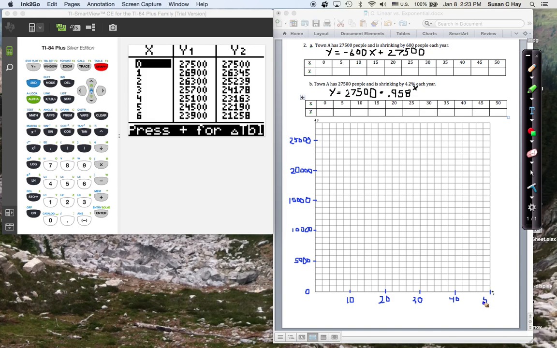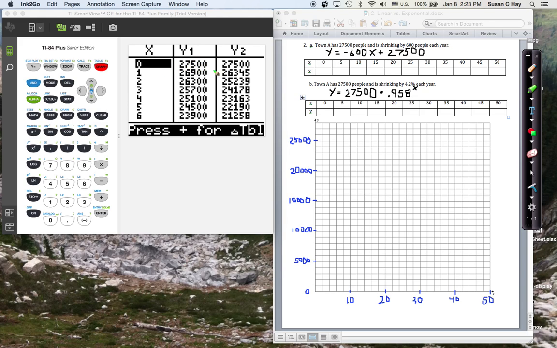So you should label your axes time in years down here and number of people. I'm not going to do that because it will take me too long. Anyway, now we are ready to make a graph. I'm just having fun changing the colors of my pencil. Let's do our linear equation in green.